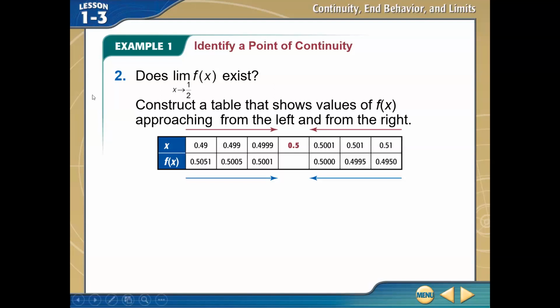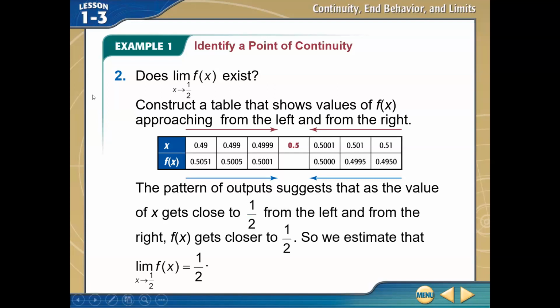So now we're off to the third step. The pattern of output suggests that as the value of x gets close to 1/2 from the left and from the right, f of x gets closer to 1/2, so we estimate that the limit of f of x as x approaches 1/2 is 1/2. Always break it down into a left or a right because that helps identify the jump discontinuity. Don't just write it as 1.